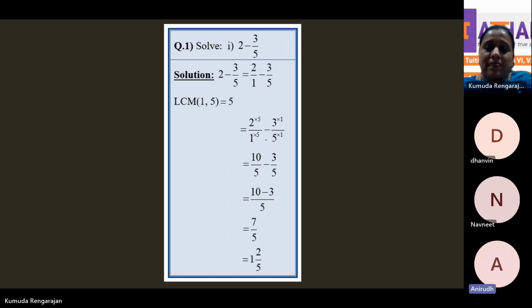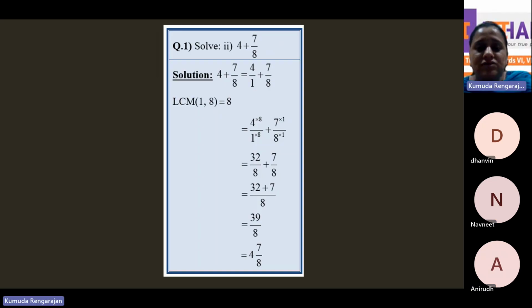Because we have 1 here, we need to get 5. The LCM is 5. So 1 into 5 will give us 5. If you multiply the denominator by 5, you should do the same thing in the numerator. Here it's already 5, that means 5 into 1. Do the same thing in the numerator, into 1. All the steps must be presented, children. All these steps are important. Don't skip any step. Okay, ma'am. Yeah, take a picture.